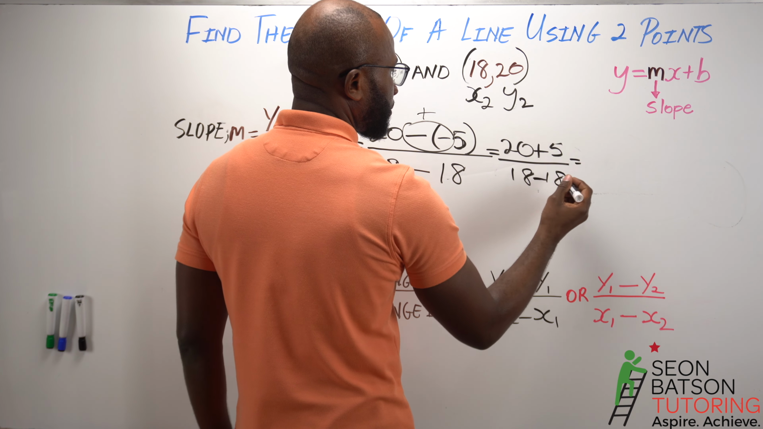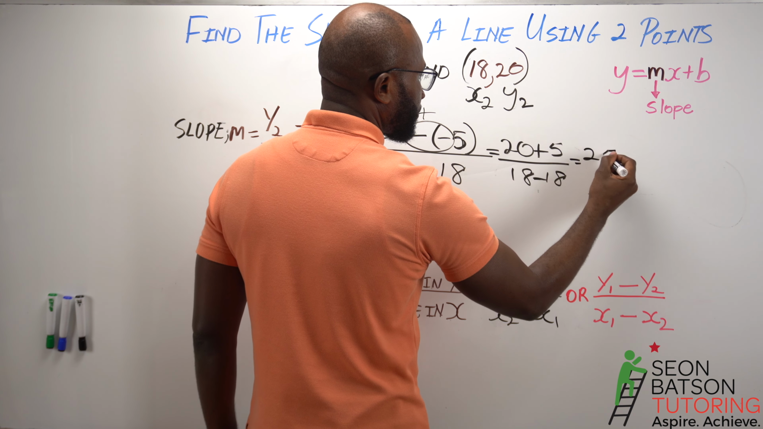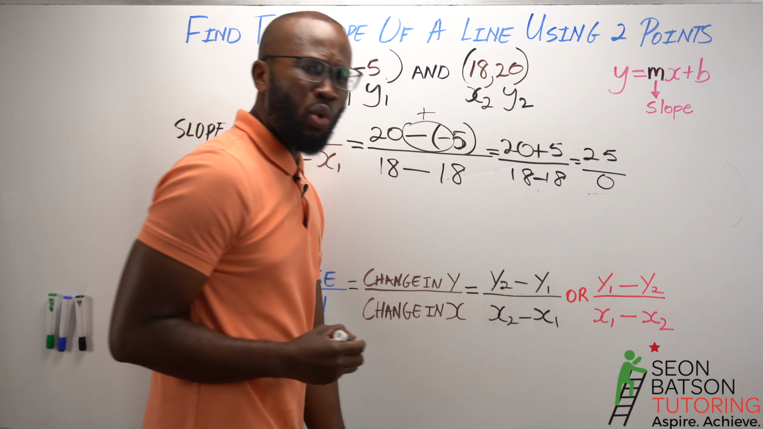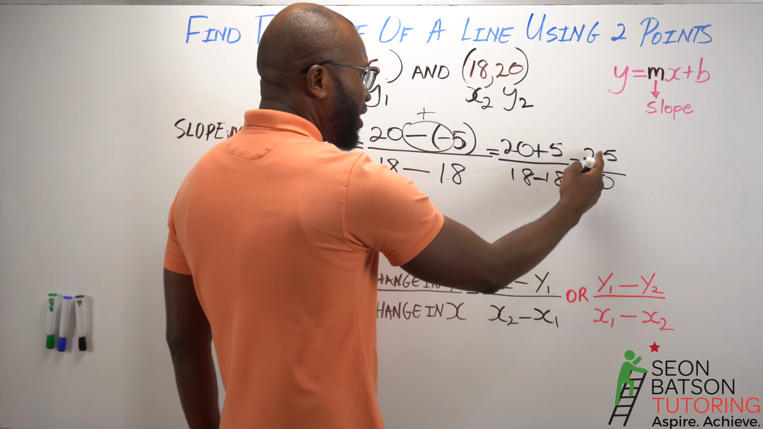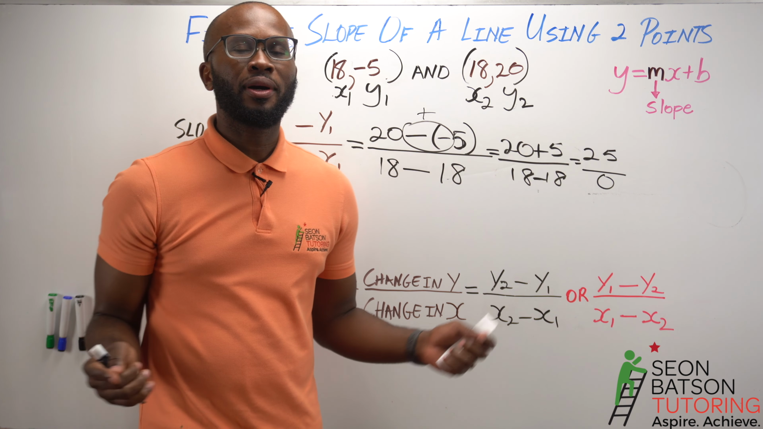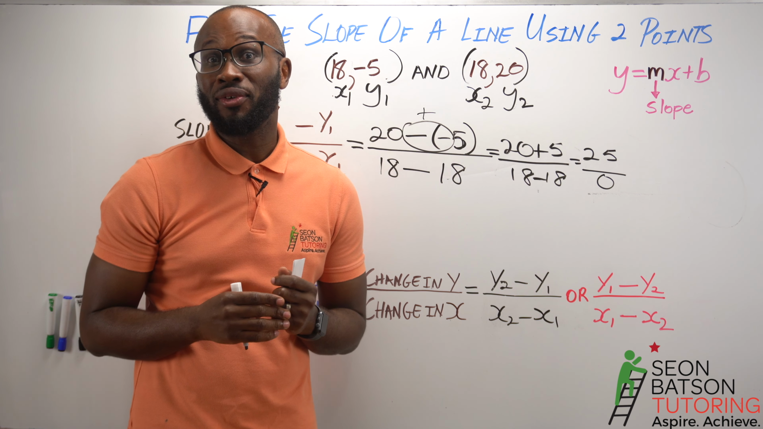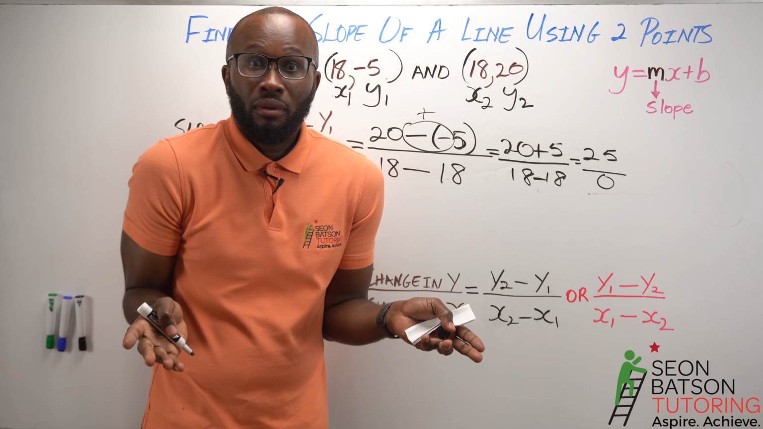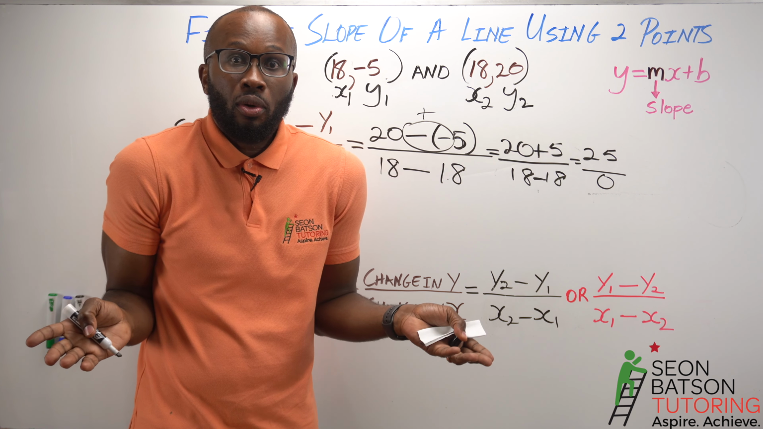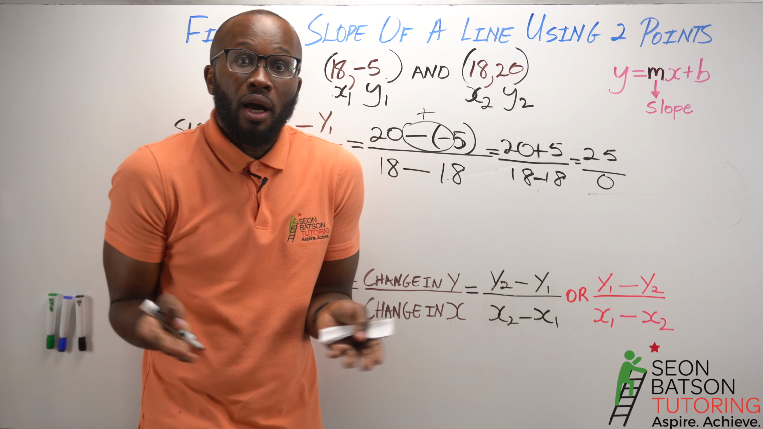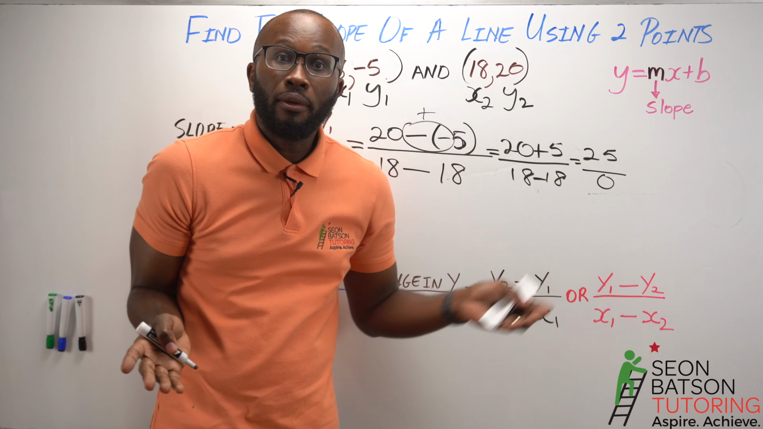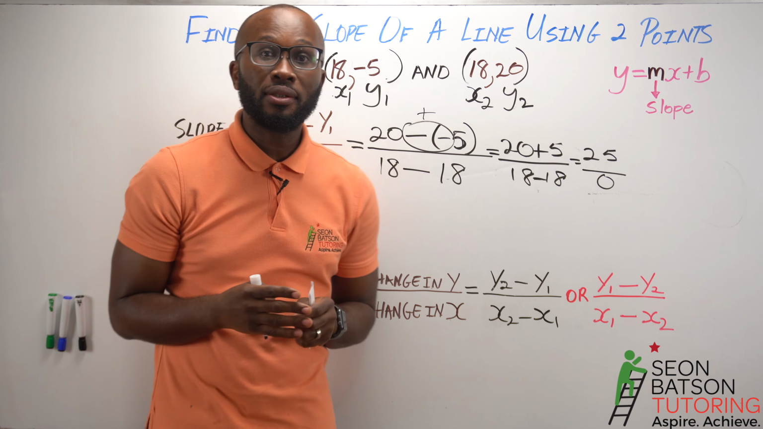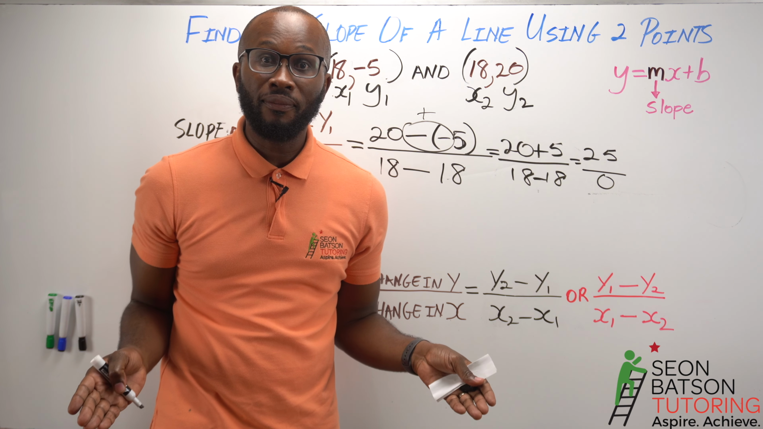This will give us 20 plus 5 is 25. And 18 minus 18 will give us 0. Woo! What is 25 divided by 0? Well, remember, we can never divide by 0. So since we cannot divide by 0, there's no way we can tell what the slope will be. So the slope between these 2 points will be undefined.